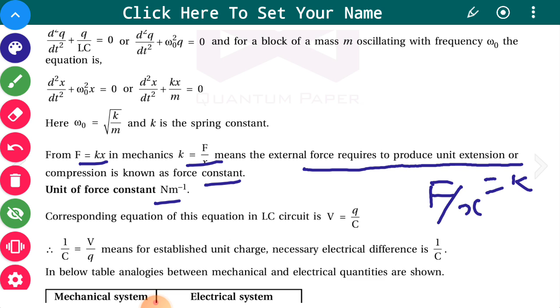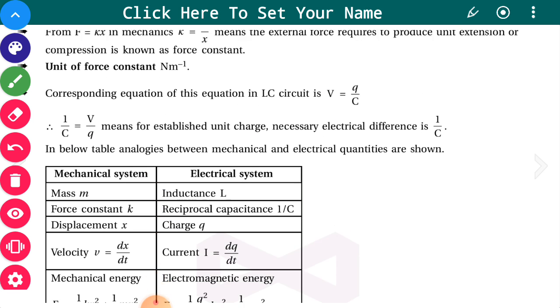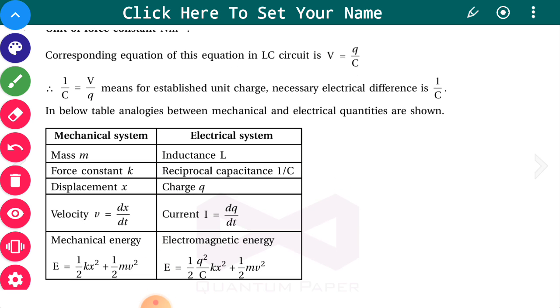Now similarly, we have V is equal to Q upon C. The corresponding equation in the LC circuit is V is equal to Q upon C. So 1 upon C can be V upon Q, meaning for establishing unit charge, the necessary electric potential difference is 1 upon C. So there are certain quantities which are similar in mechanical and electric systems.